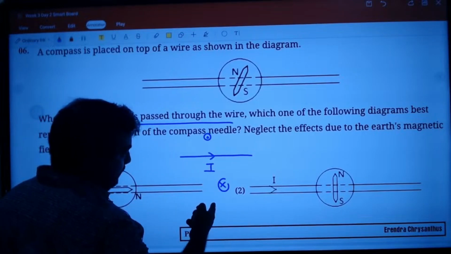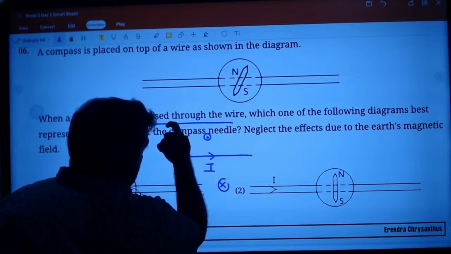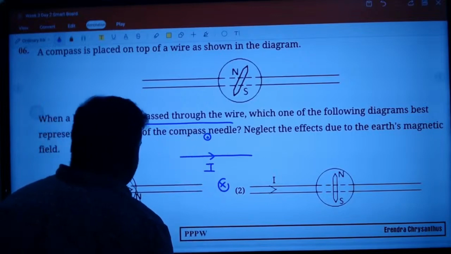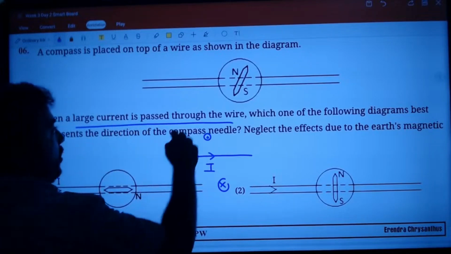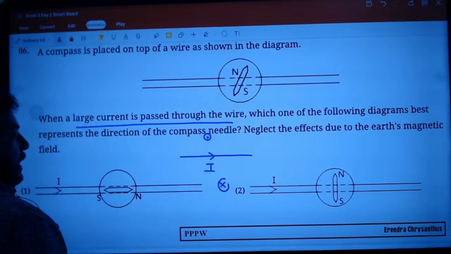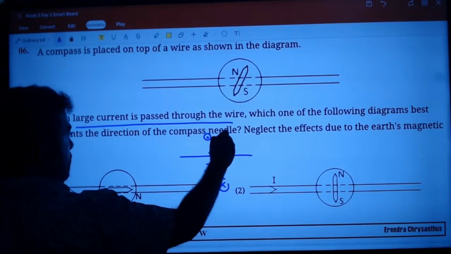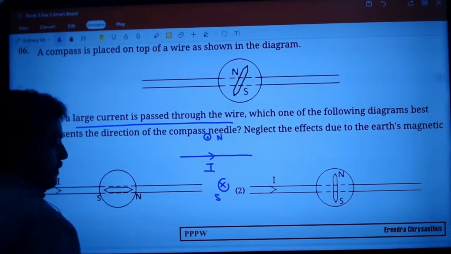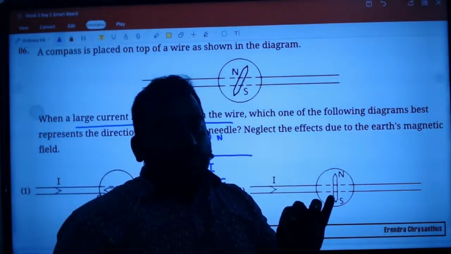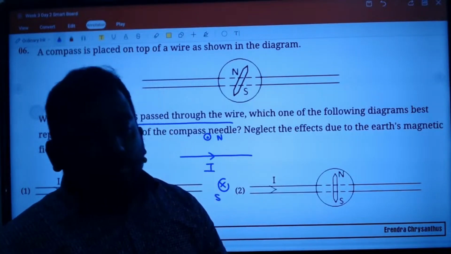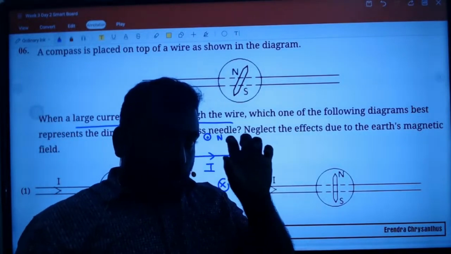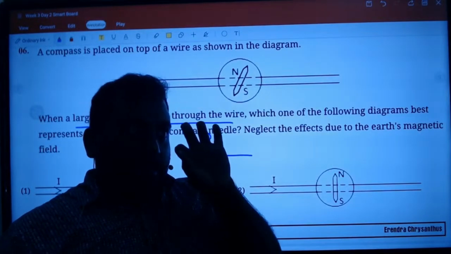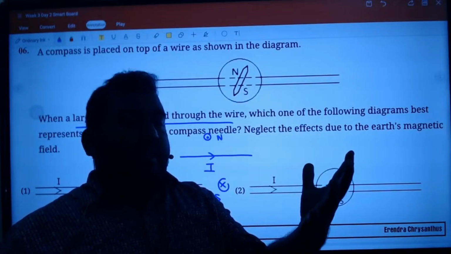So here the field is starting from here, coming out. Right. Where is your north directed to? Your geographic north pole is directed to magnetic south. Geographic north pole is directed to magnetic south. Remember, geographic south pole is directed to magnetic north.